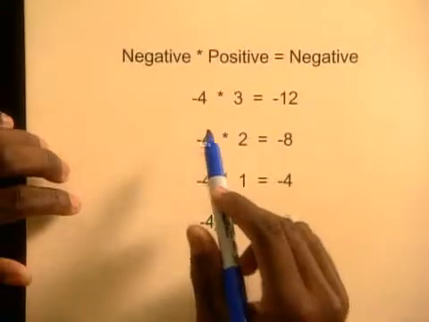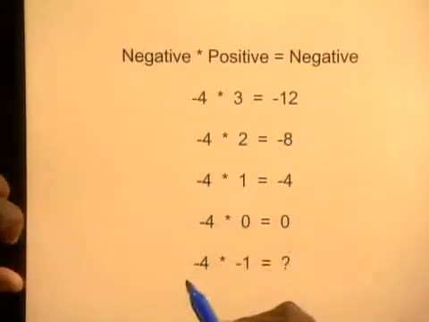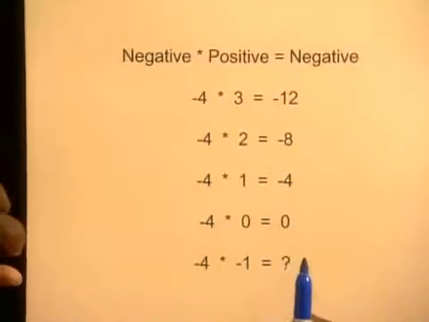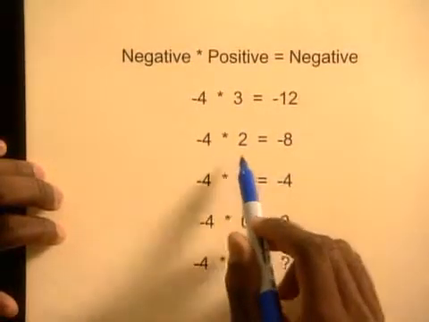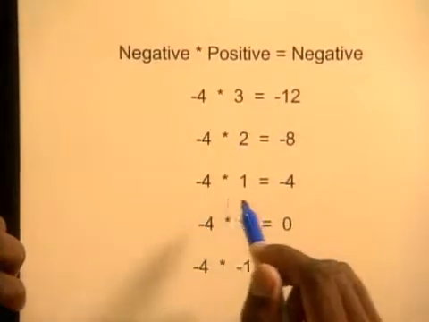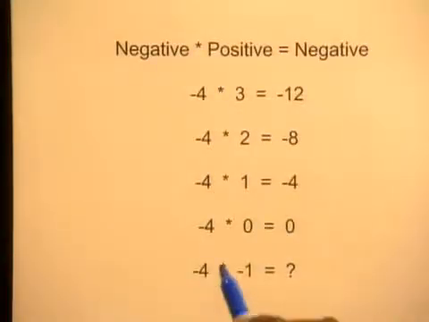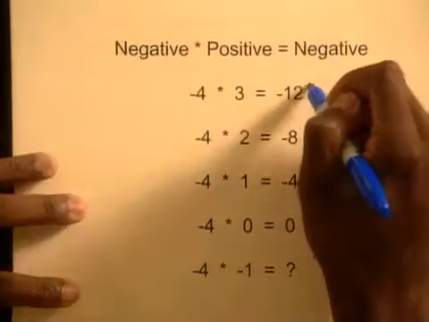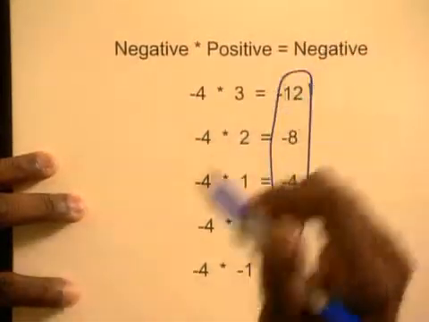So negative 4 times a positive 3 gives us what? A negative 12. Negative 12, exactly. Next we have negative 4 times 2, which gives us a negative 8. Okay. And negative 4 times 1 gives us? A negative 4. I think you're getting on here. And negative 4 times 0 gives us what? 0.